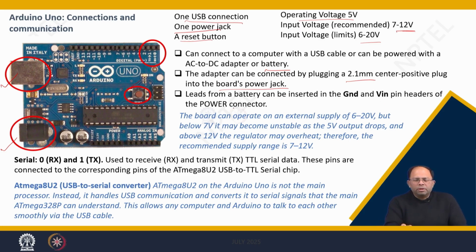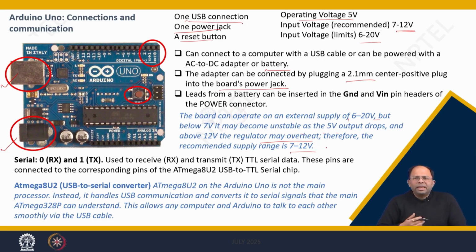this particular board, right? The board can operate on an external supply of 6 to 20 volts, but below 7 volts it may become unstable, as the 5 volt output that is supposed to come would get dropped, and above 12 volts the regulator may also overheat, right? So that's why the range is limited to 7 to 12 volts.